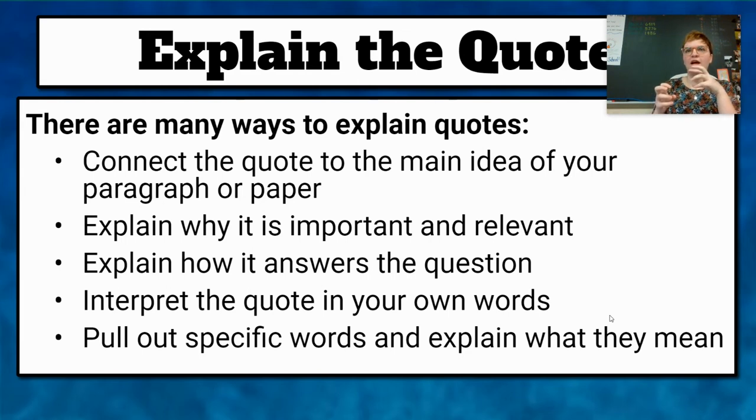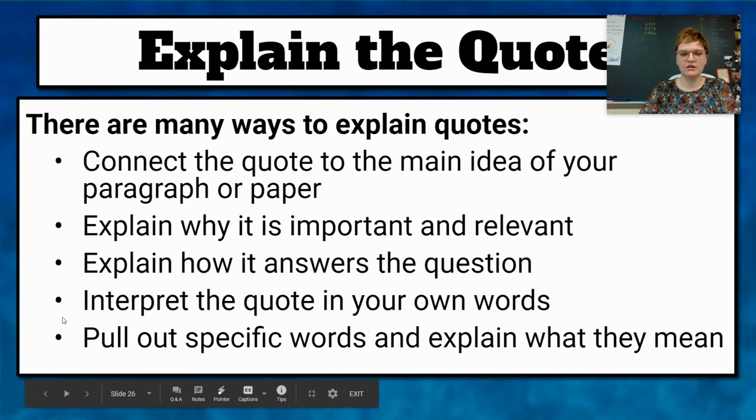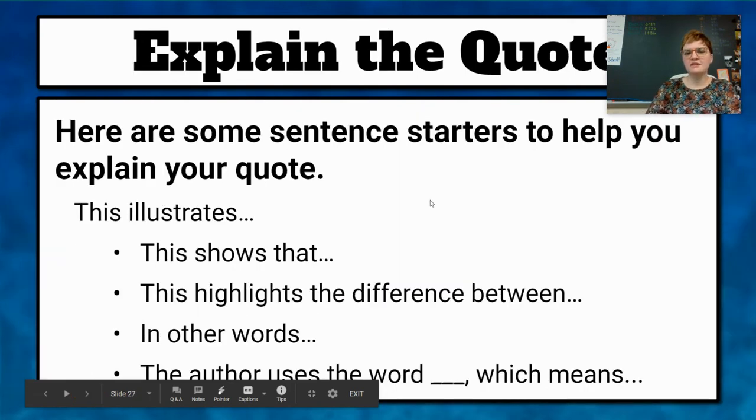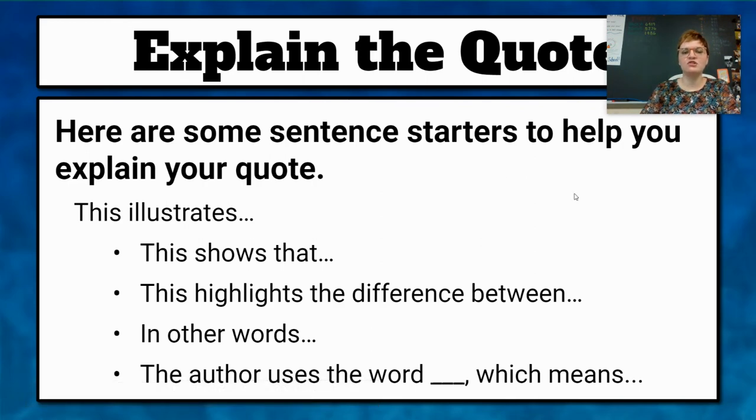The word empire brings up these ideas of taking over and having a lot of power over a big space. So their goal was to be anonymous, but also control really all of America. So I pull out specific words and I explain what those words mean in the context of whatever it is that I'm trying to argue. Here are some sentence starters that would help you explain a quote. So this shows that. This highlights the difference between. In other words. The author uses the word blank, invisible, which means whatever. So as you're starting your explanation part, these would be good ways to do that.